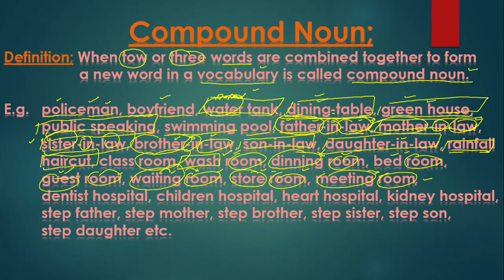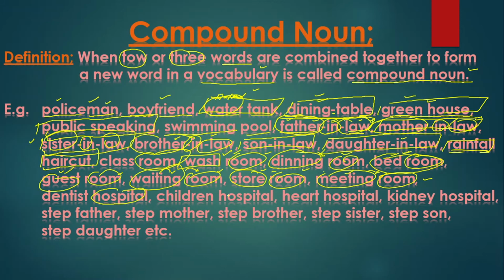Now, washroom is the place where you do not study. And in the same way, in a meeting room you will not take a bath. In the same way, in a bedroom you do not sit with your family members. This is what: with room, any sort of word you bring, the meaning totally changes, depending on the purpose for which it is used. That is known as compound noun. So compound noun is when two, three words are combined together to form a new word in a vocabulary.